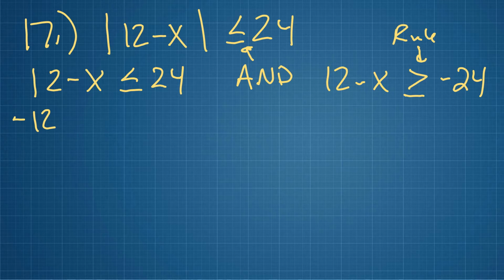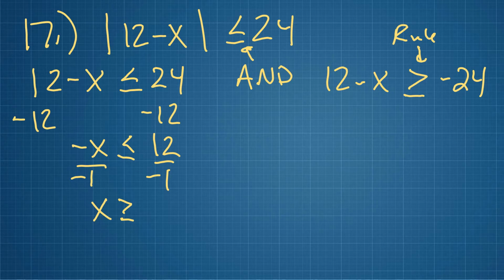I'm going to subtract 12 from both sides. Get the opposite of x is less than or equal to 12. Now I have to divide both sides by negative 1. I get x is greater than or equal to negative 12. Remember, because of that being negative, that's our rule, says I have to flip that inequality to greater than or equal to.